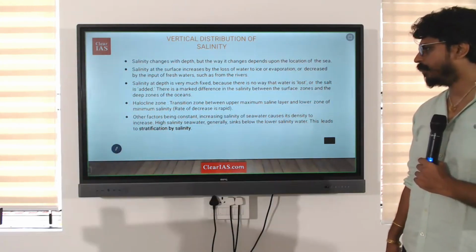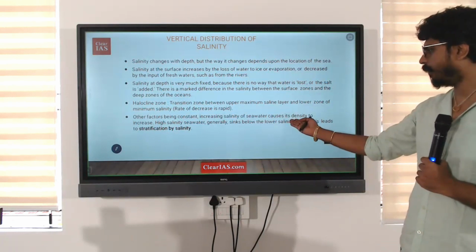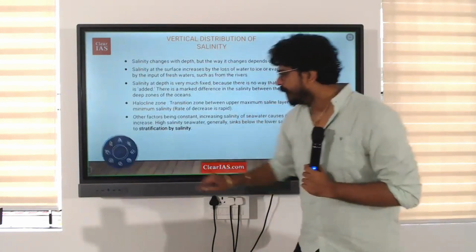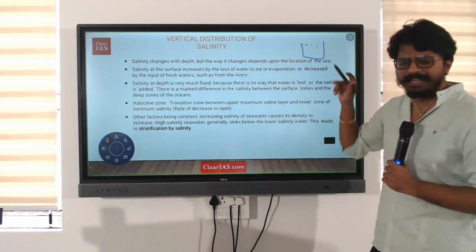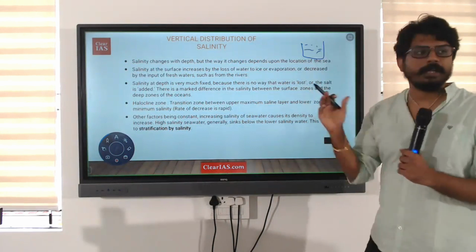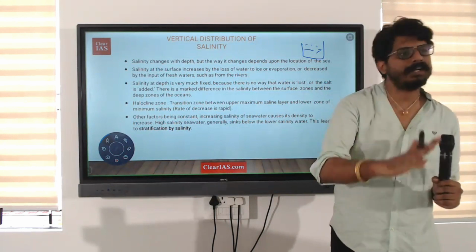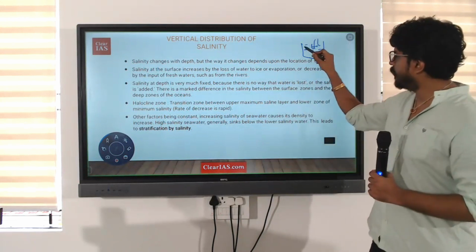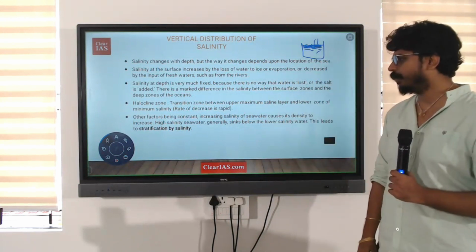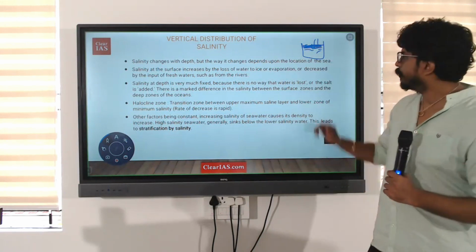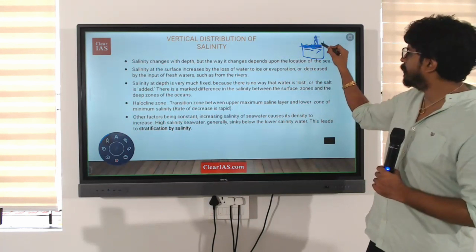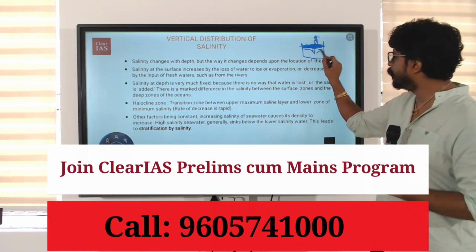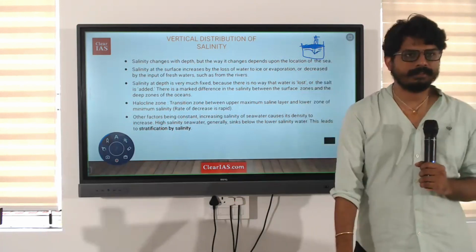The other factors being constant, increasing salinity of seawater causes its density to increase. So I told you, when salinity, you take a simple example. Whenever you get confused with a concept, try to imagine a small vessel with water and you adding salt to it. That will make your concepts clearer. So when you add more salt, the density of the water will increase. Yes or no? Yes. So this is the ocean surface where evaporation is happening and the density will increase. When the density increases, this water will start moving downwards, forming vertical currents.